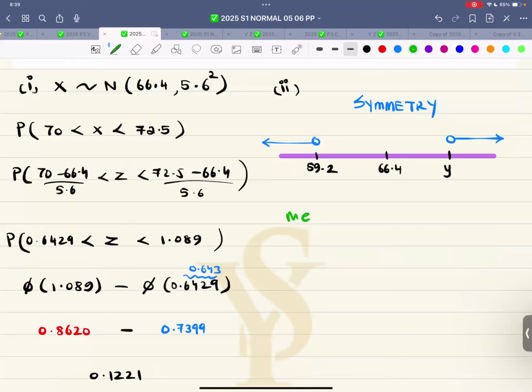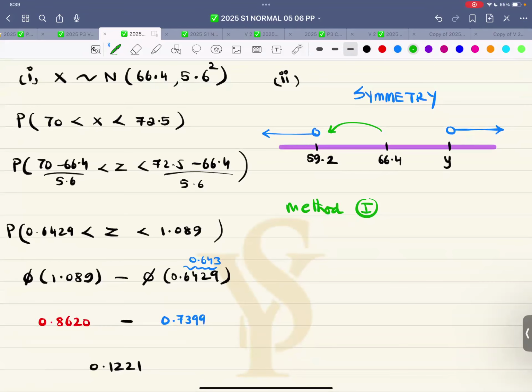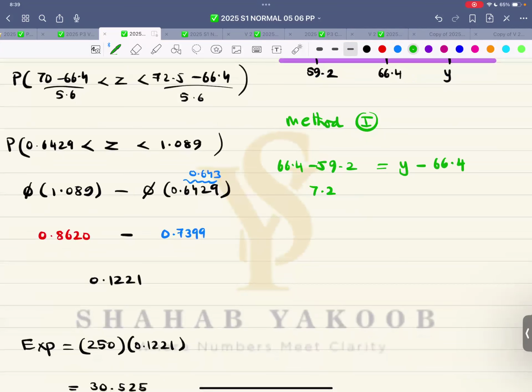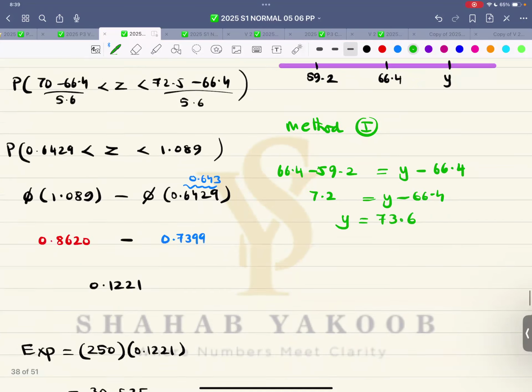So there are two ways of solving this thing. Method one, find the difference. The difference between these two should be the same thing as the difference between these two. So 66.4 minus 59.2 should be the same thing as Y minus 66.4. So 66.4 minus 59.2, that is 7.2. This 7.2 is Y minus 66.4. Add to it 66.4. Therefore, this is 73.6. That's one way of doing it.